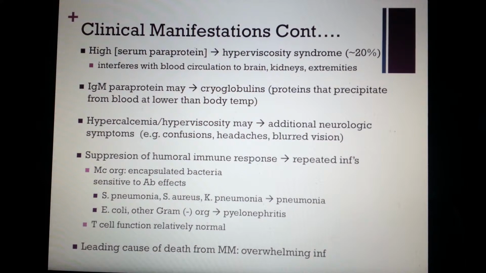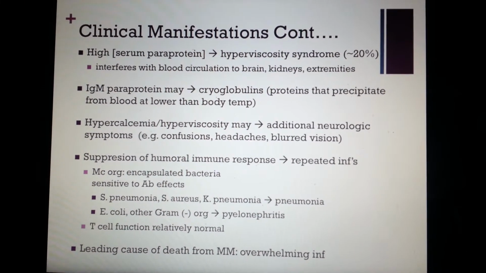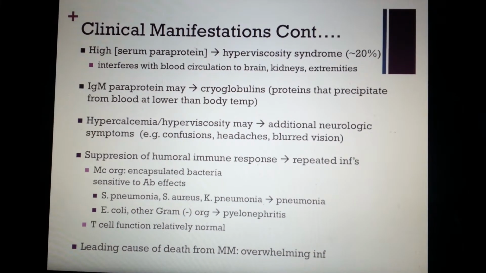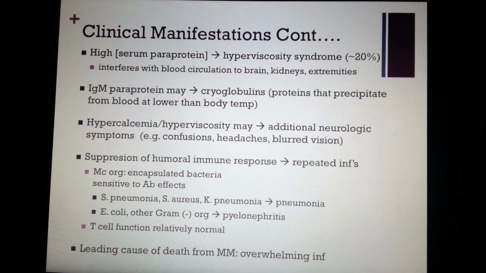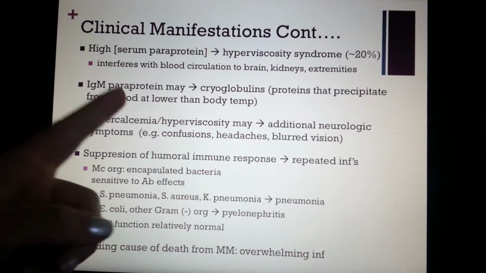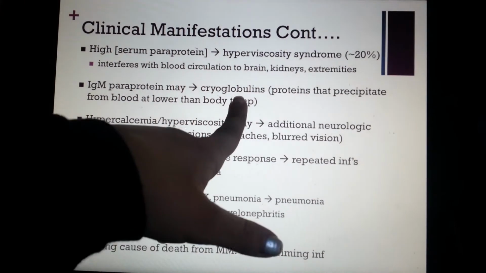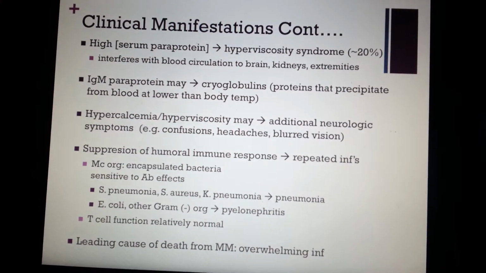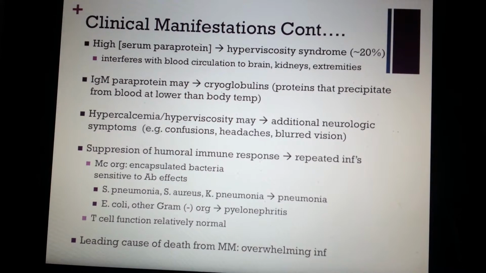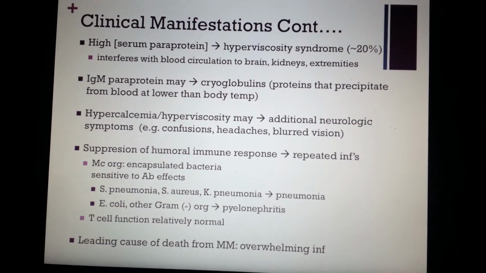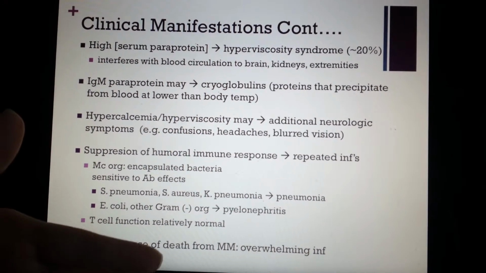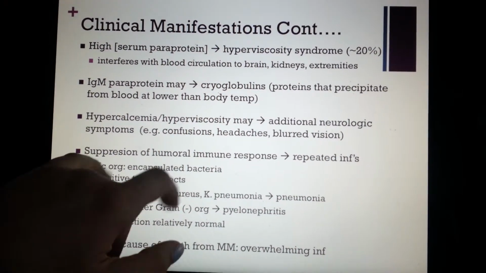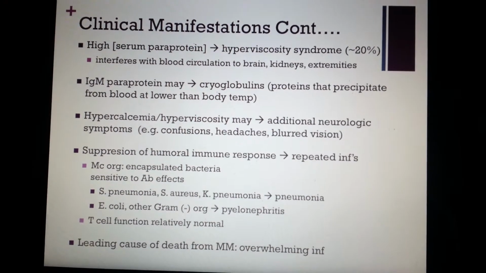If you have high serum paraprotein in your blood, that basically means the abnormal antibody with the defects. You can find hyperviscosity, which can interfere with the blood circulation to your brain, kidneys, and extremities. That IgM paraprotein may lead to cryoglobulins, which are proteins that precipitate from the blood when the temperature is lower than body temperature. Hypercalcemia and hyperviscosity may then lead to neurologic symptoms such as confusion, headaches, and blurred vision.